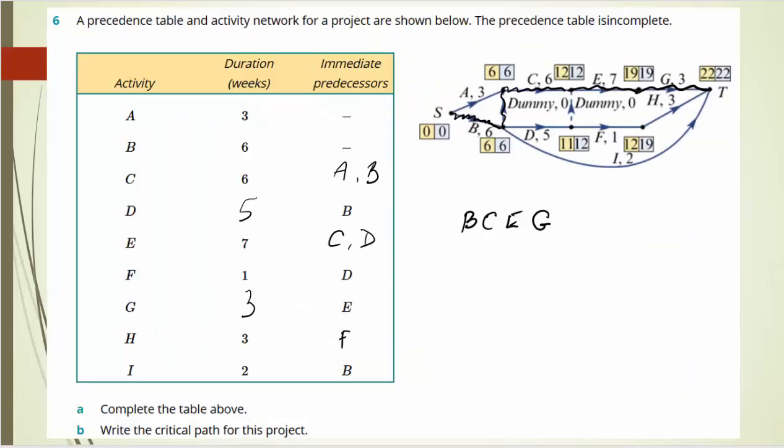Question 6 is where you are asked to complete the gaps in the precedence table and a couple of other things. So check out my answers. C has got 2 predecessors, A and B, because B has got a dummy connection, which I'm afraid I've scribbled over. Duration of D is 5, and so on. Just pause while you check out my answers and that you agree with them.